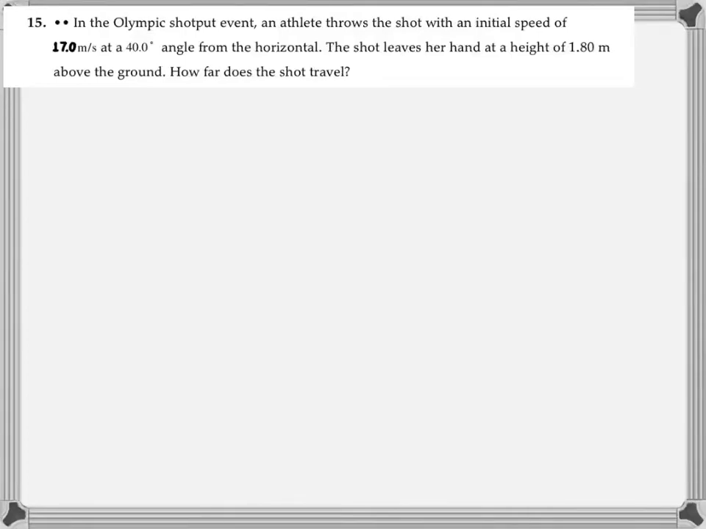Okay guys, I have a projectile motion problem for your review. This one is end of chapter number 4. It says, in the Olympic shot put event, an athlete throws the shot with an initial speed of 17 meters per second at a 40-degree angle from the horizontal. The shot leaves her hand at a height of 1.8 meters above the ground. The question is, how far does the shot travel?